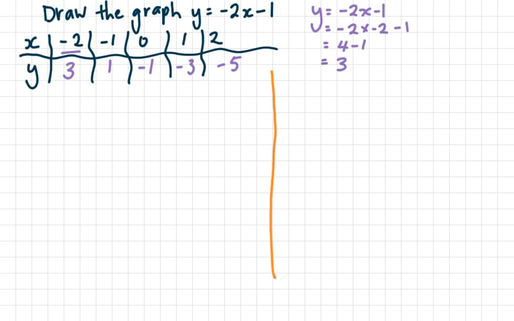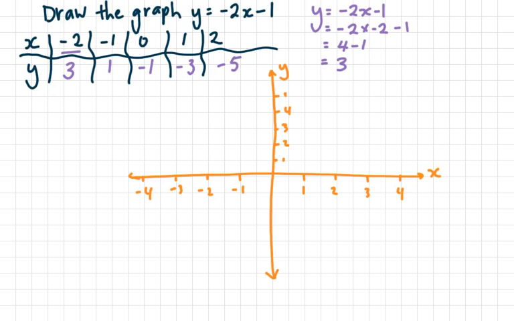Our y-axis and our x-axis. The next step is to label our axes, and now we're going to draw in our values, and you want to make sure that the spacing is even along the axes. We're going to do our negative values here.